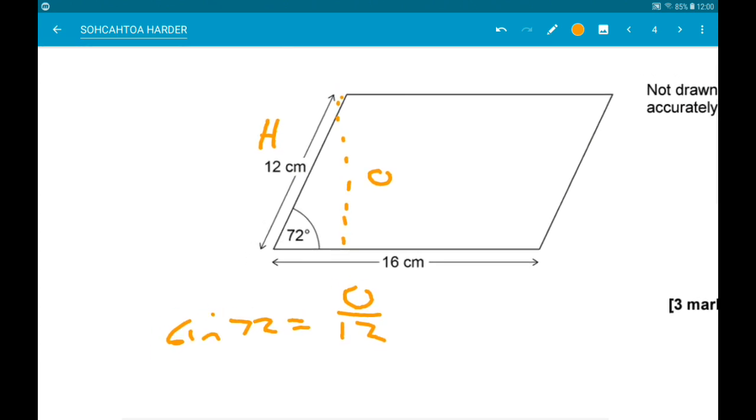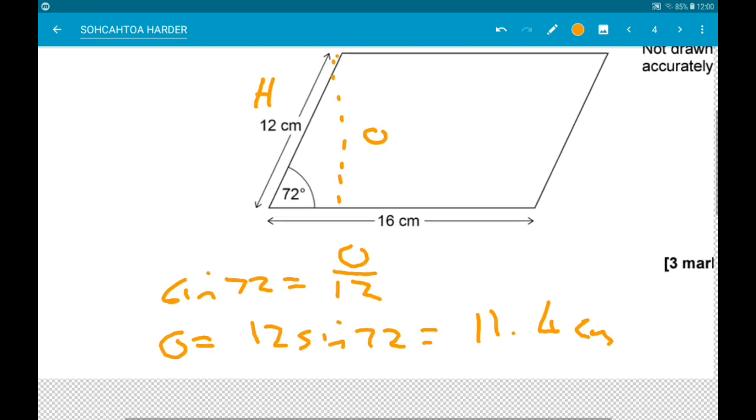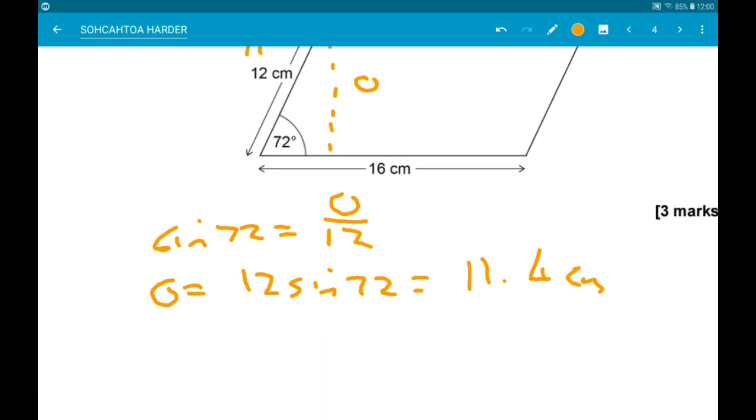Multiply by 12, we get the opposite is 12 sine 72, which to one decimal place is 11.4 centimeters. So then the area is the base times that. So 16 times 11.4.